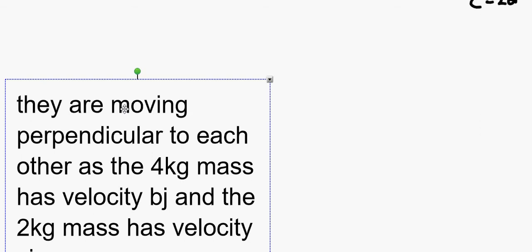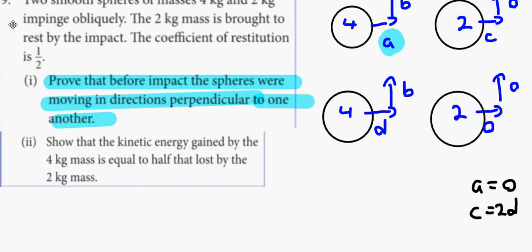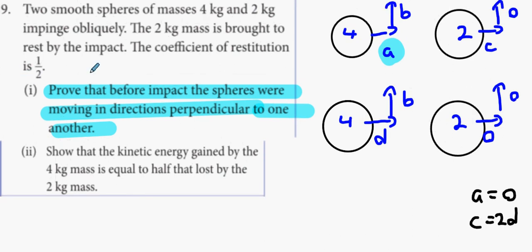Get rid of this here as well. Now let's go back. Of all the information I need in this little corner here. Show that the kinetic energy gained by the 4 kilogram mass is equal to half of that lost by the 2 kilogram mass. Okay. So let's think about this.